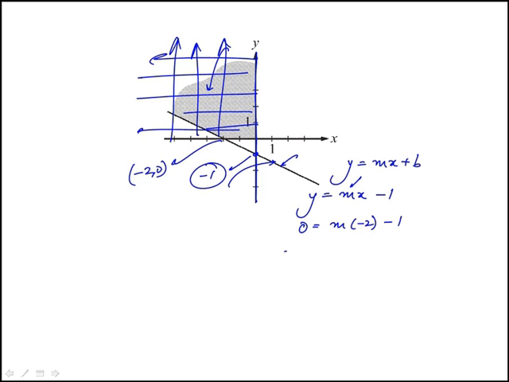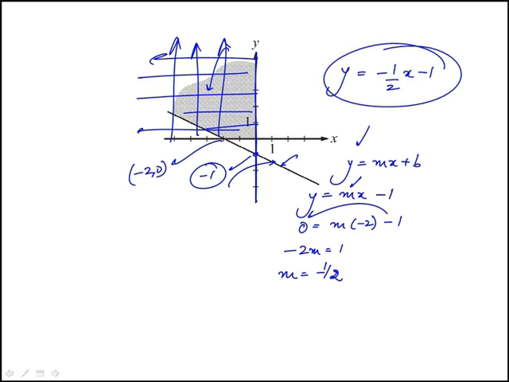So that means -2m is 1. I just moved that over, which means m is -1/2. So the equation is y equals -1/2 x minus 1. That's the equation of this line.